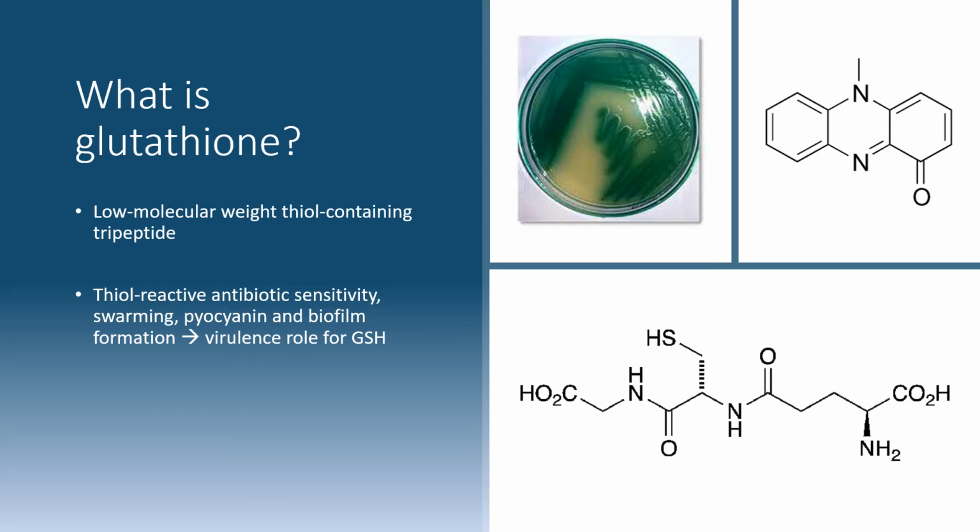So the picture at the bottom is an image of the glutathione compound, and then the upper left picture is a pyocyanin producing plate for Pseudomonas, and you can see it's a greenish color, a little bit of blue, and then on the upper right, that is the compound for pyocyanin.